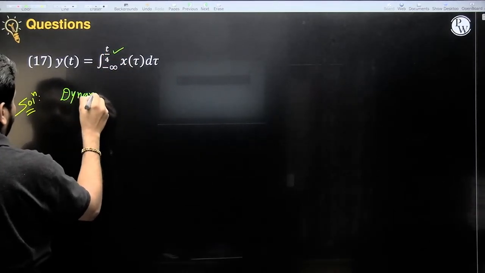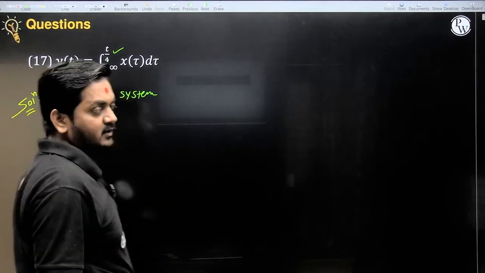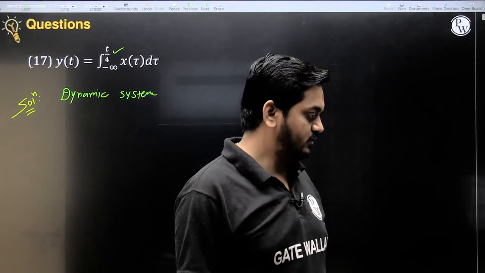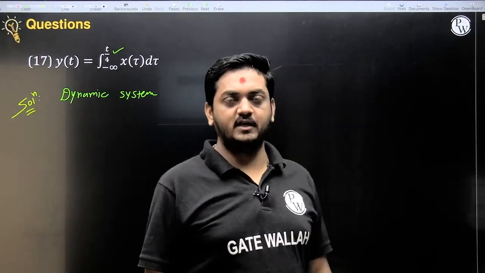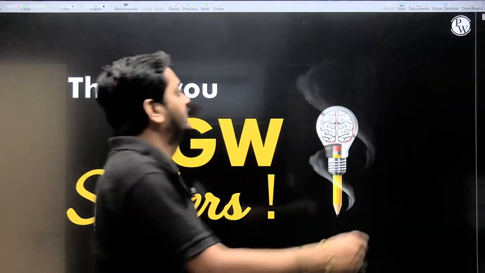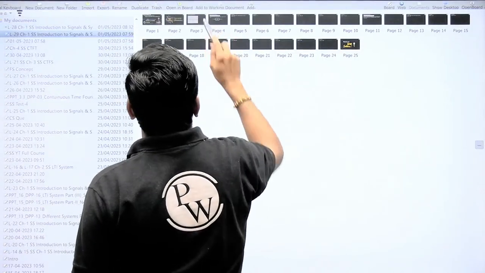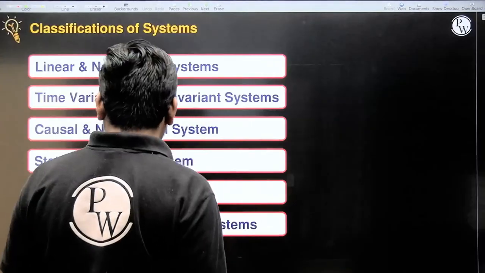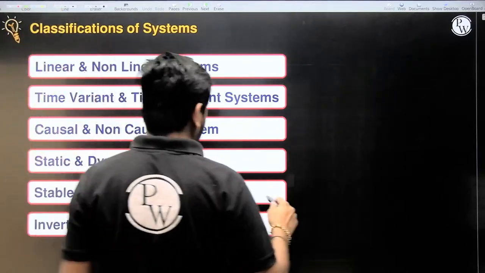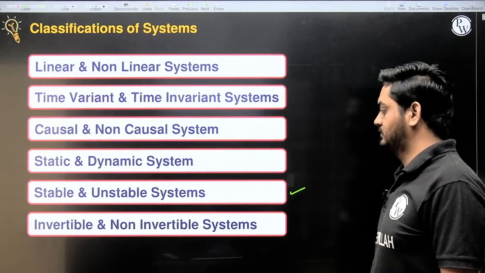Dynamic system. Fine. Very good. So this is all about static and dynamic systems. Now two classifications remain: stable unstable system, and invertible and non-invertible. Stable unstable system, then we will complete invertible non-invertible.